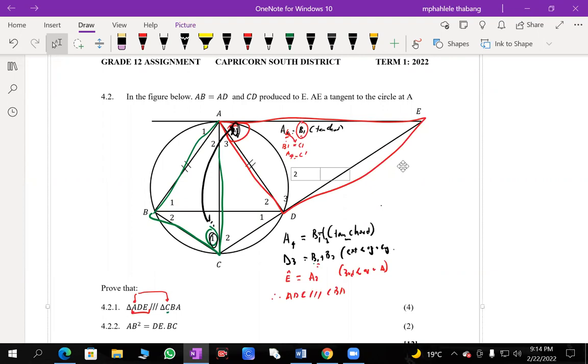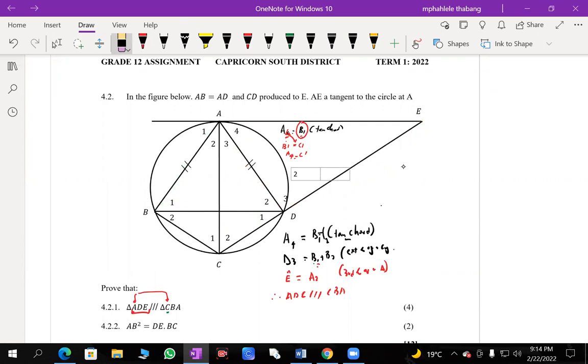It uses the information from 4.2.1. Let me just do it. Already the triangles are similar. This one, and this one. Again, look at the angles: A4 equals C1. We talked about that.